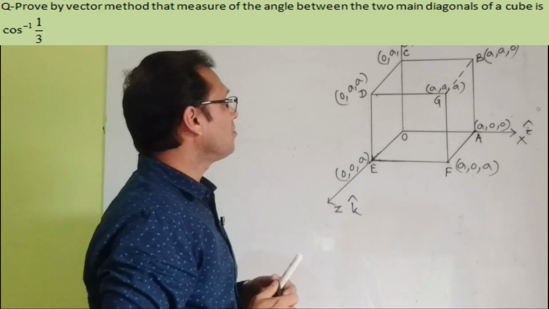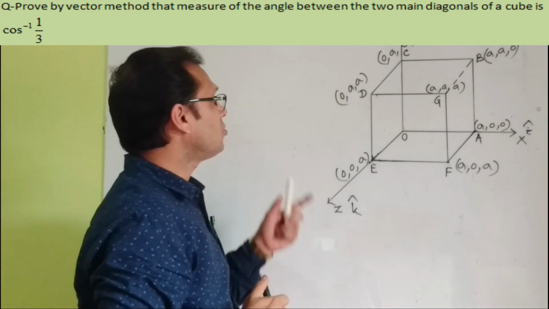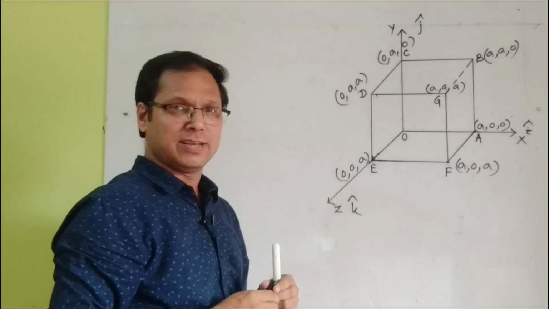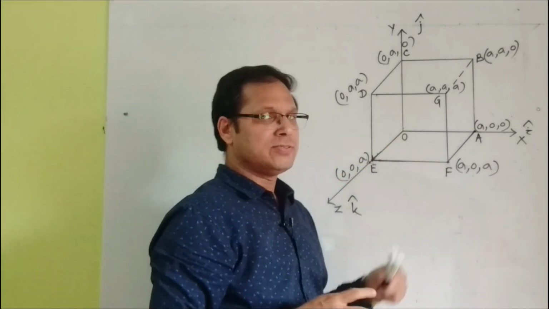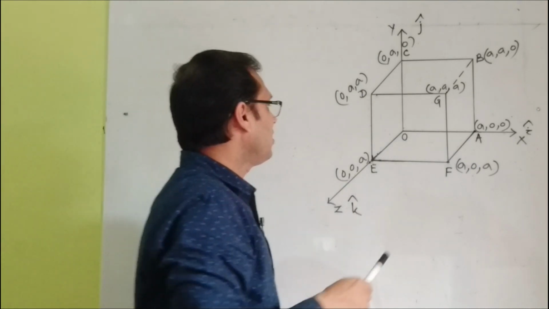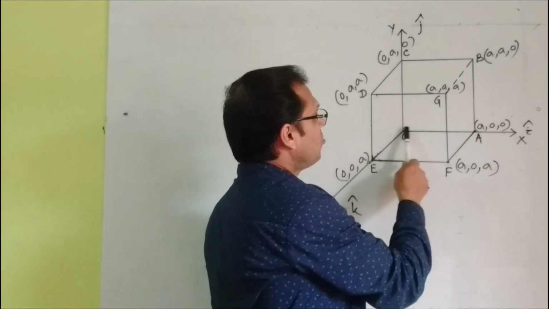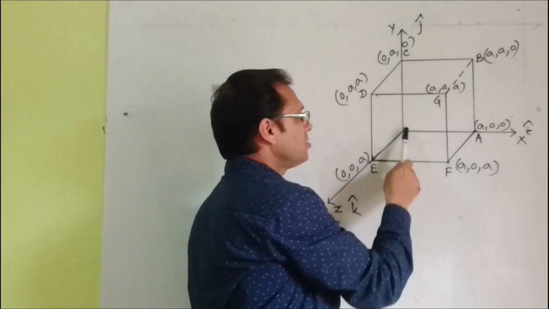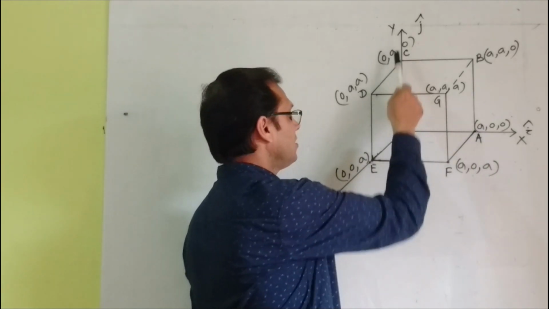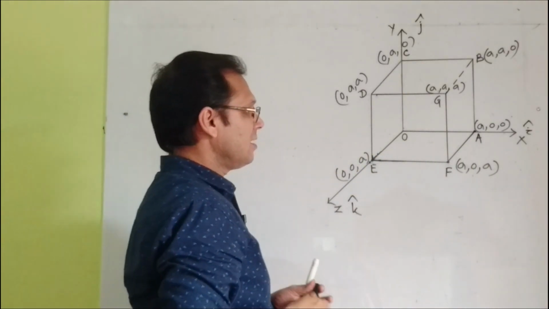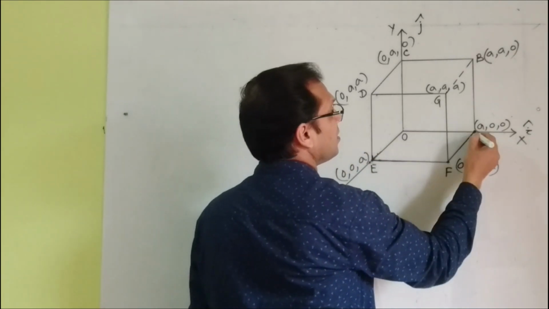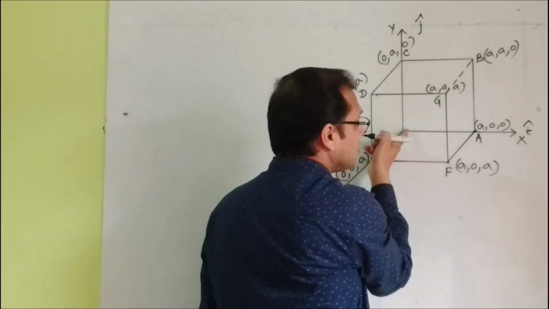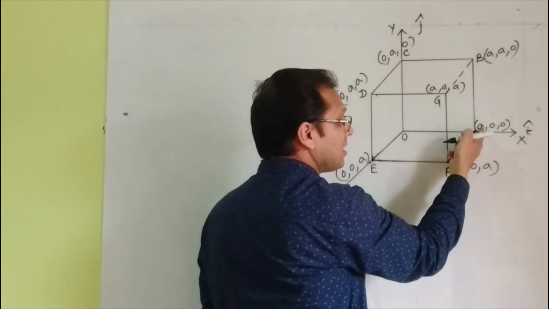So he is asking proof by vector method: the measure of the angle between the two main diagonals of a cube is cos inverse 1 by 3. Okay, since a cube is a three-dimensional figure, I have drawn here O A B C D E F G, a cube whose sides are along the x-axis, y-axis and z-axis. Let the side of the cube have length a.